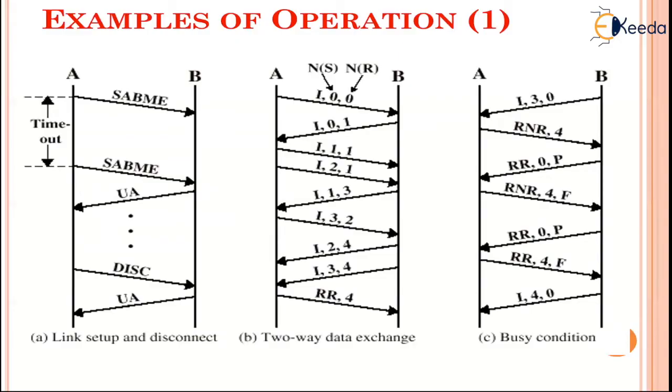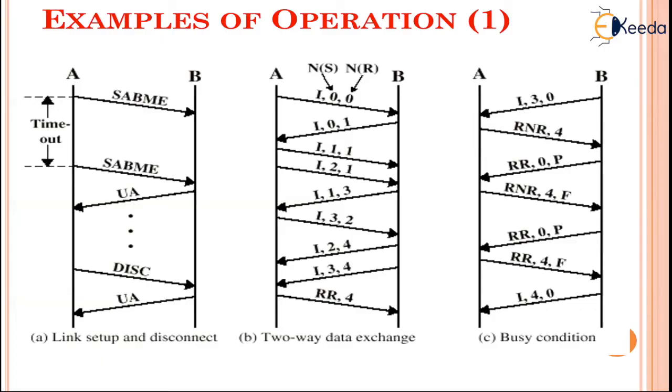The same figure, that is figure A, shows the disconnect procedure. One side issues the DISC command, and if disconnection is expected, the other side responds with the UA response, which is shown here. That is, A sends the disconnect command and B responds with the UA. So in figure A, one side issues a DISC command and the other responds with UA response.